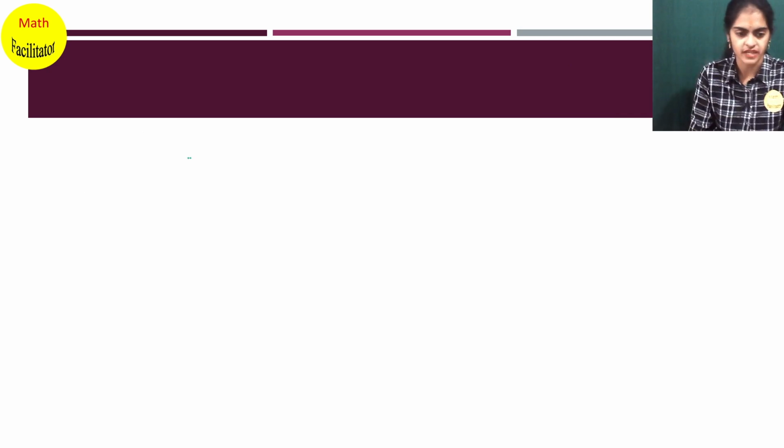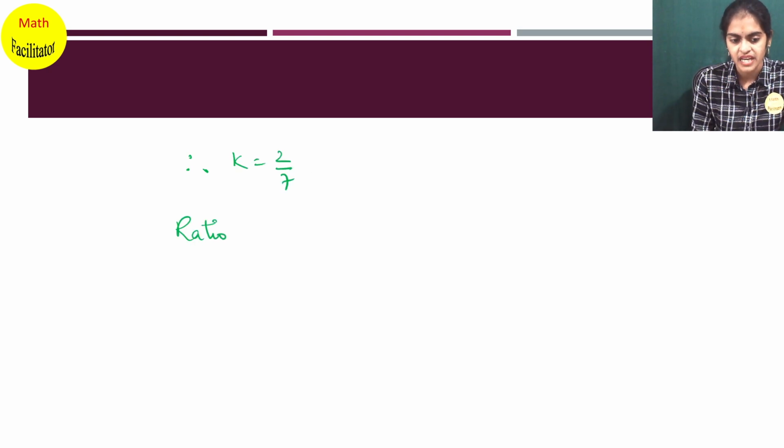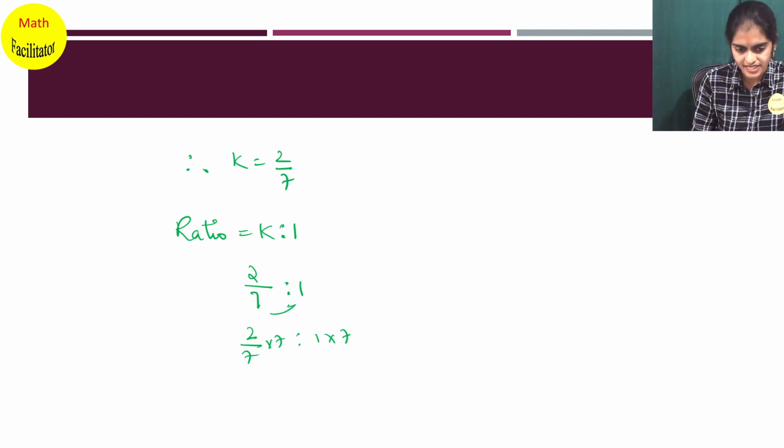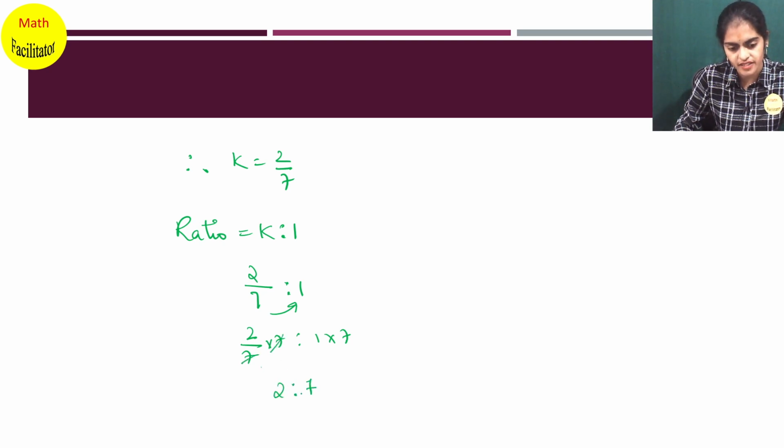So therefore, let me write it here. I got k value as 2 by 7. But what you have to find is the ratio. Ratio is nothing but k is to 1, which is 2 by 7 is to 1. Now multiply by 7 on both the sides. Actually, this is what we do. Otherwise, you can also send the 7 to the other side and you will get 2 is to 7. But the right procedure is multiplying by 7 on both the sides. You will get 7 and 7 cancel. So 2 is to 7 into 1 is 7. Okay, so therefore the ratio is 2 is to 7.